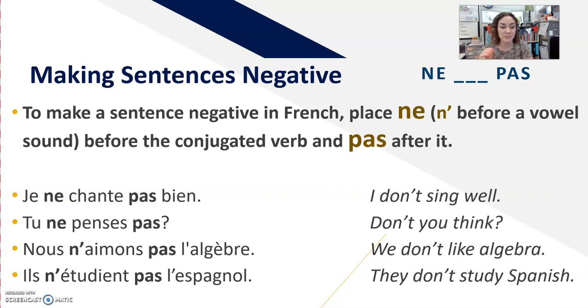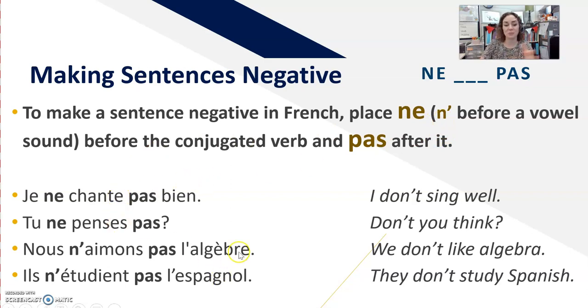Tu penses pas? When you're writing, however, and in early levels of French, I recommend keeping the ne because it is supposed to be there. Je ne chante pas bien. Tu ne penses pas. So the ne and the pas, we need both parts. And remember to change ne to an apostrophe if the verb starts with a vowel. Everything else stays the same.